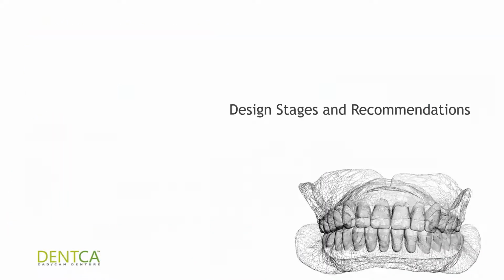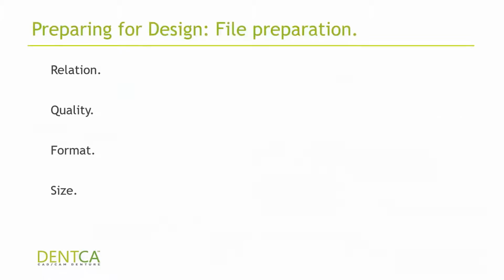So in the design stages, what do we recommend? In the first portion of this lecture, we're going to talk about what files we need to get and what these files need to have. The files need to have a good relationship, they need to have a certain quality, they need to be in a certain format, and they need to have a specific size. So let's go with relation first.